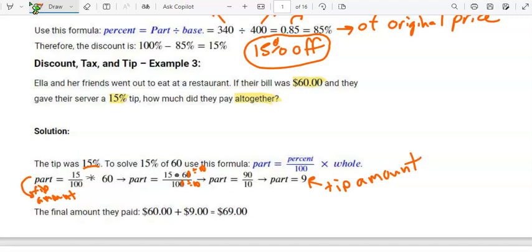So that means the amount of money they paid was the cost of the food and the cost of the tip. And the $60 is going to be assuming that tax is included.